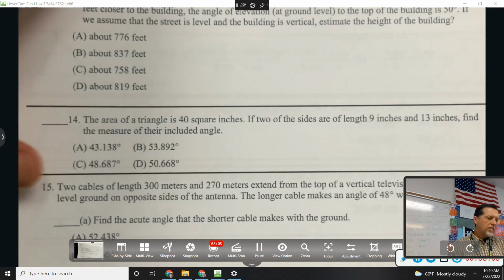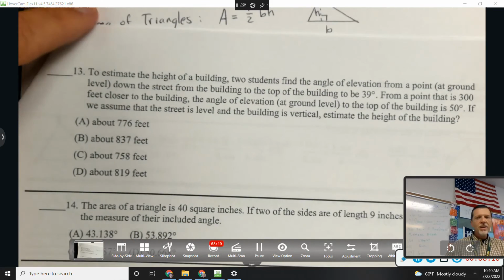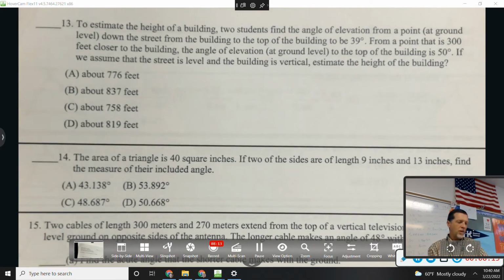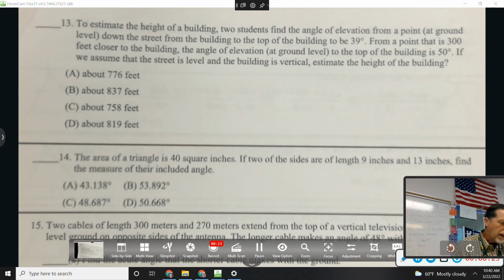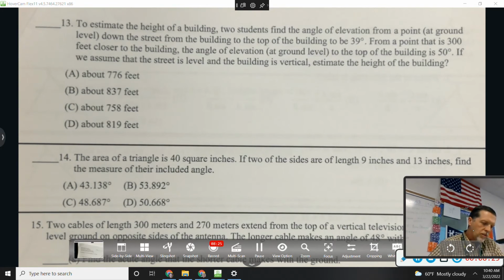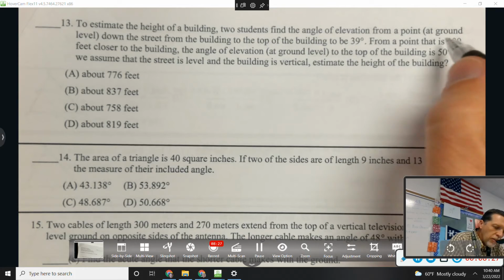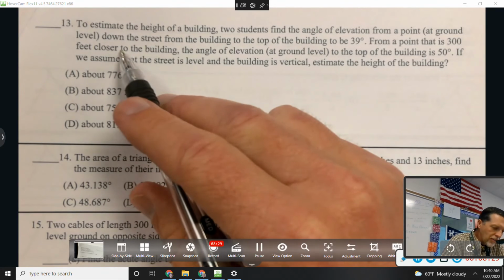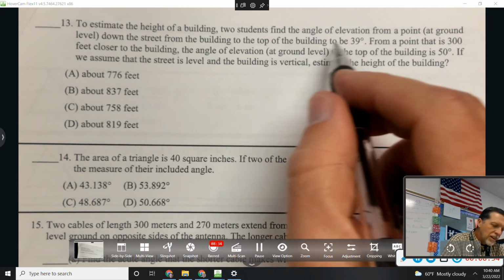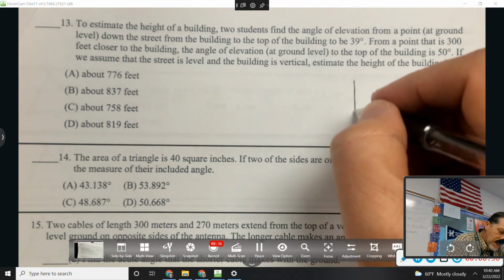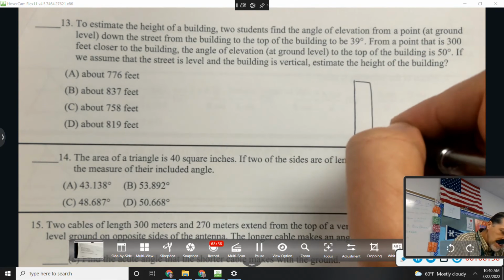Let's look at 13, because now at 13, what makes 13 different than all the previous ones? There's no picture. So now we need to be able to draw a picture based on a paragraph worth of information here. To estimate the height of a building, two students find the angle of elevation from a point at ground level down the street from the building to the top of the building to be 39 degrees. Okay, that's a lot of words.